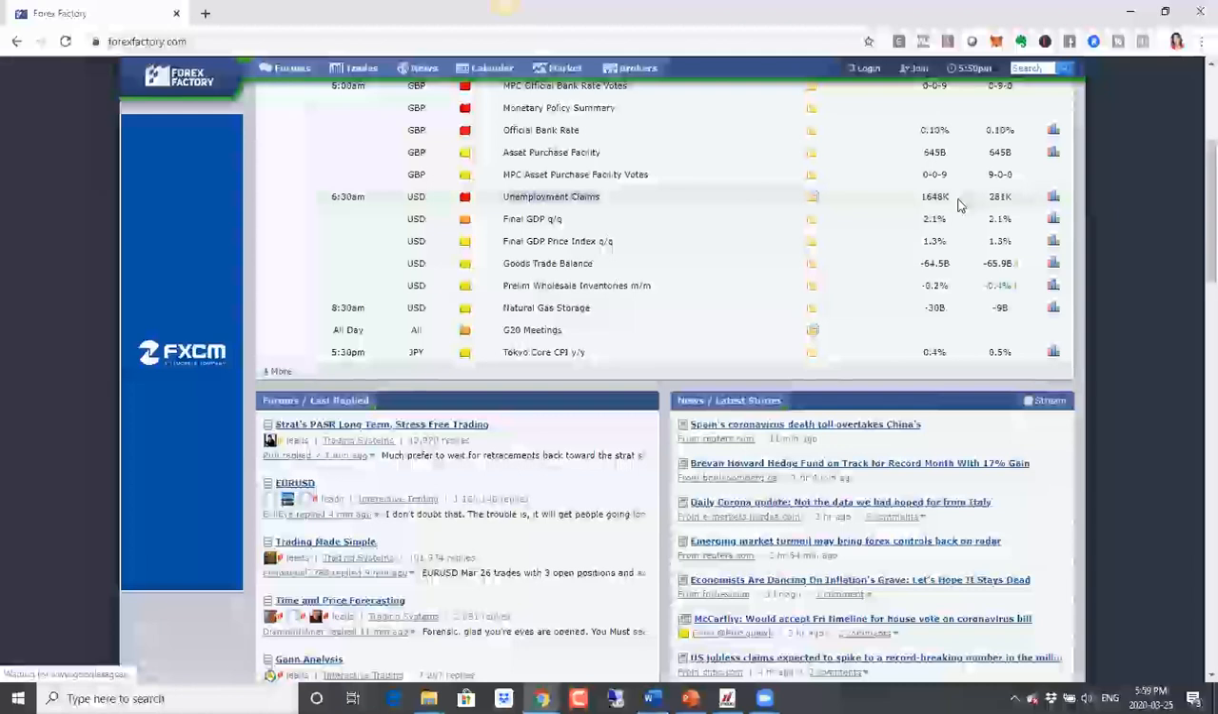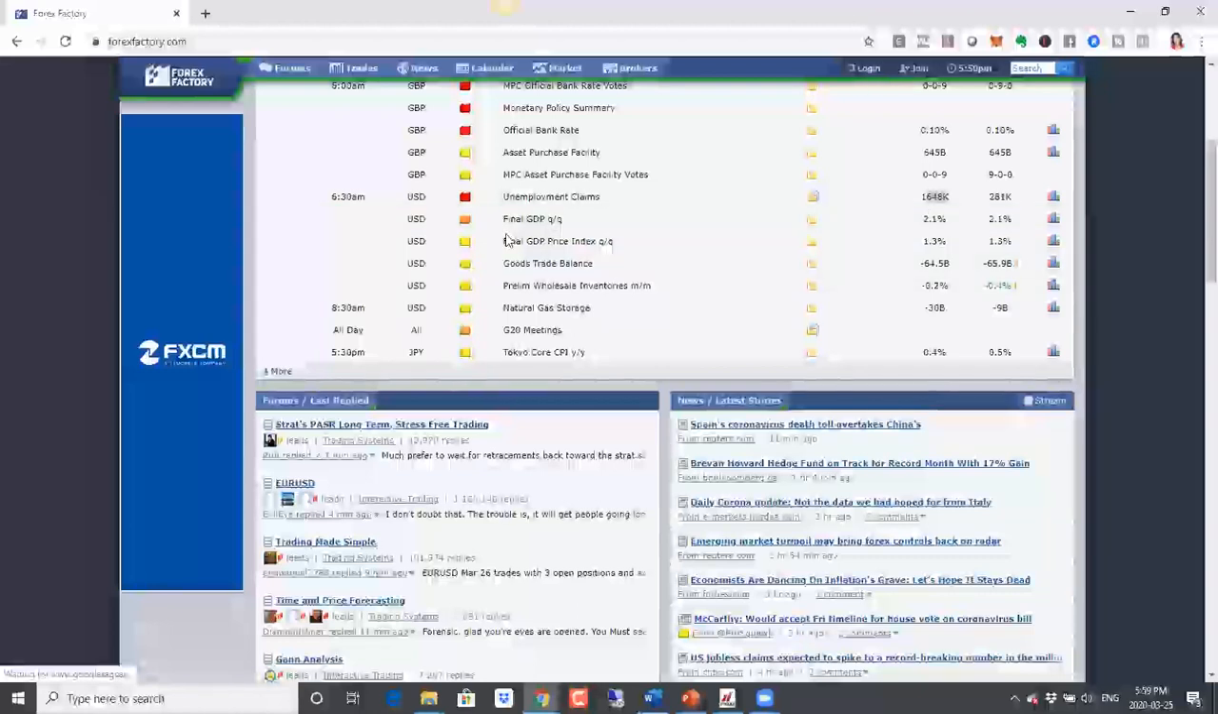And then we have unemployment claims here. We are expected to see more actually. So here we have 281K. Here it only says 164. I think we'll have more than this. And if we have more unemployment claims, that would be negative for the US dollar.